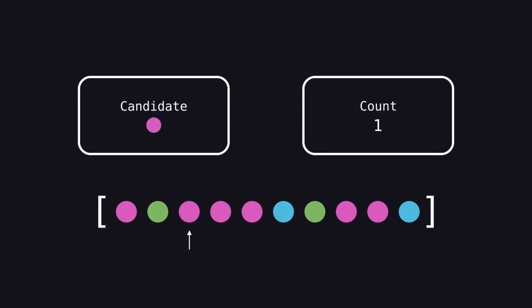We move to the next element. This time, the element is equal to the candidate, so we increment the count. We increment the count each time the current element matches the current candidate. This element is not equal to the candidate, so we decrement the count. But note, we don't change the candidate here, because we only change the candidate if the count is 0. Again, decrement the count because this element is different. Increment, increment, decrement. Now we have reached the end, our potential majority vote is pink.